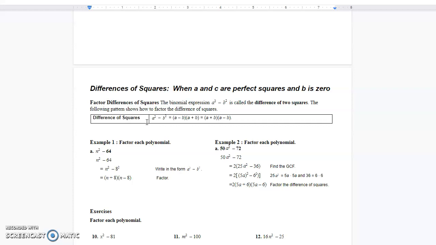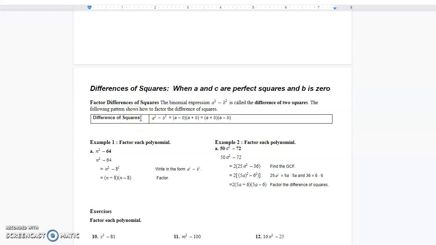It's kind of like dividing, but I don't tell you what you're dividing by. Instead, you're finding the factors of a polynomial. Okay, and we're going to start off with what's called the difference of squares. This is a fun little rule.